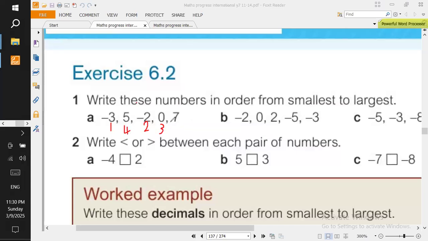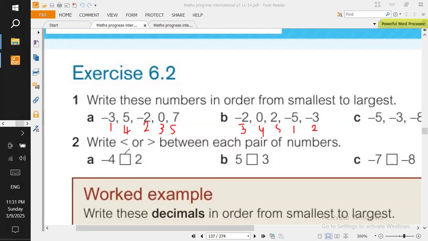Sorry, it should be a 5. Same idea here. The highest negative number is the smallest number. So this one will be the first number, okay? And then after it, we have negative 3, and then negative 2 here. And then we have the 0, and the 2.